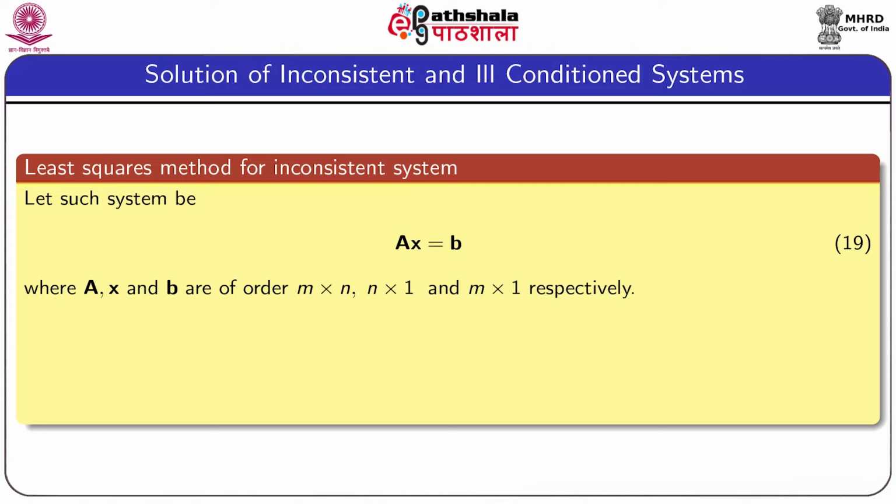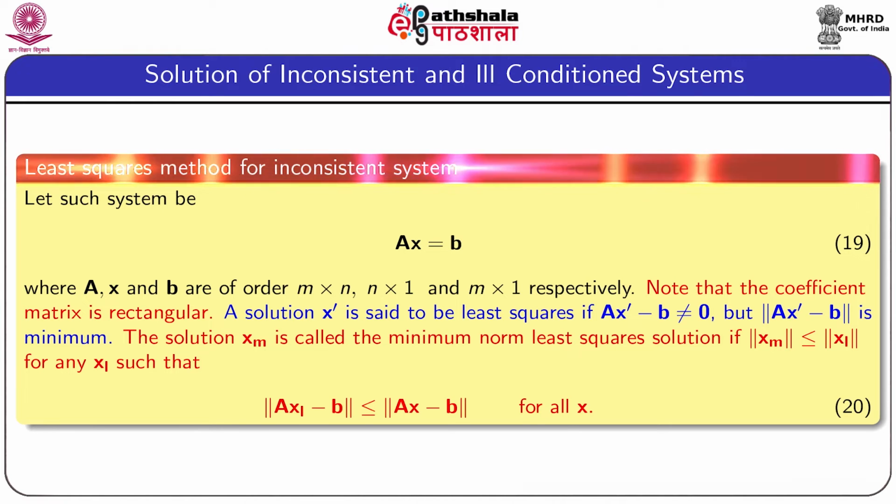The least squares method can be used to solve a system of an inconsistent set of equations. Let such a system be Ax equal to b, where A is a matrix of order m by n, and x and b are vectors of order n by 1 and m by 1 respectively. Note that the coefficient matrix is rectangular, so we can determine the Moore-Penrose inverse of this matrix.